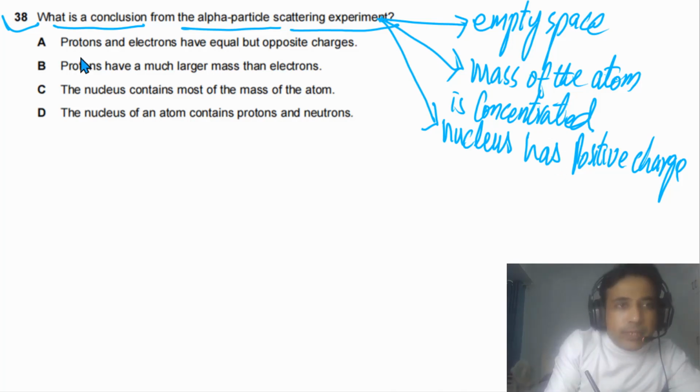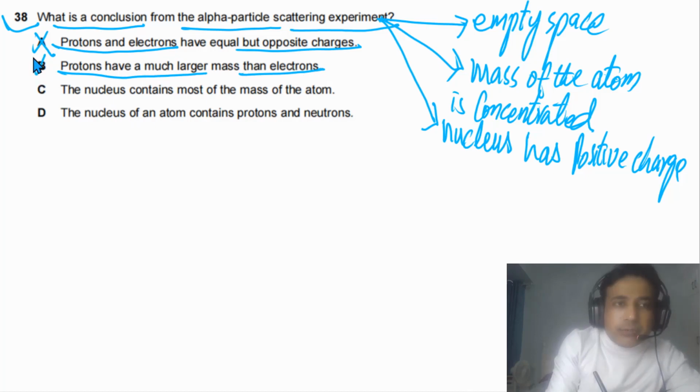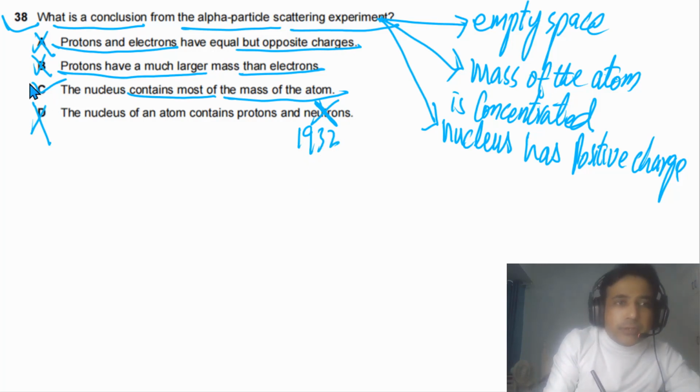Now if you look at the given options, it is given to us that protons and electrons have equal but opposite charges. This is not a conclusion from the alpha scattering experiment. Protons have a much larger mass than electrons. This is also not a conclusion from the alpha scattering experiment. The nucleus contains most of the mass of the atom. This is correct. The nucleus of an atom contains protons and neutrons. Neutrons actually were discovered later than this experiment, so this is incorrect. Neutrons were discovered in 1932, around this time. So the answer for this question is C.